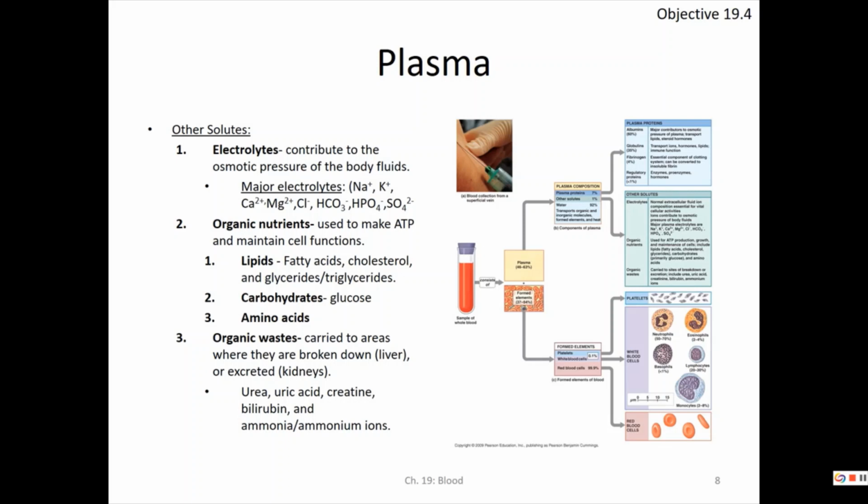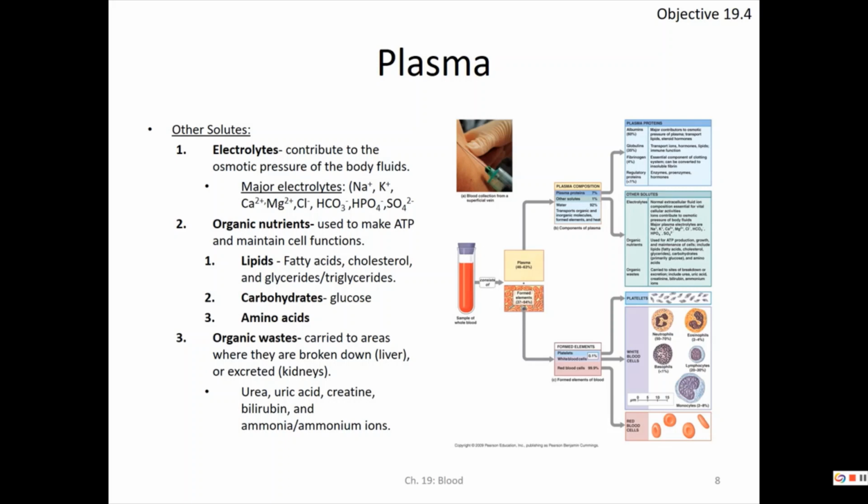Things like sodium, potassium, calcium, magnesium, chloride, HCO3 minus bicarbonate, HPO4, that's hydrogen phosphate, a type of phosphate ion, sulfate, SO4 2 minus sulfate ions, and some phosphate ions. So there's a variety of those dissolved in there.